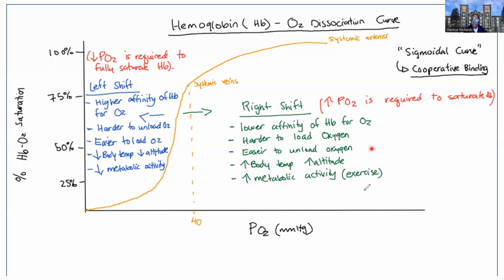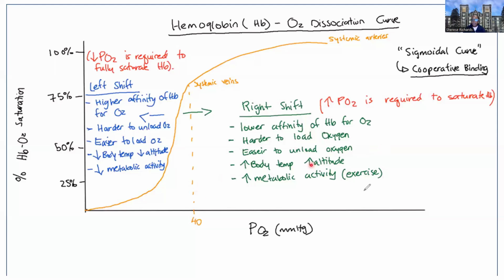So increased body temperature, increased altitude. Let's say you're somewhere that's way above sea level. You're going to have higher partial pressures, and you're going to need higher partial pressures in order to get that oxygen onto your hemoglobin. This can also be seen with increased metabolic demand or exercise, increased exertional states, which is in alignment with that carbamino effect, right?